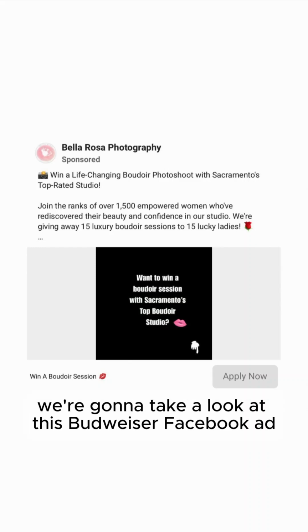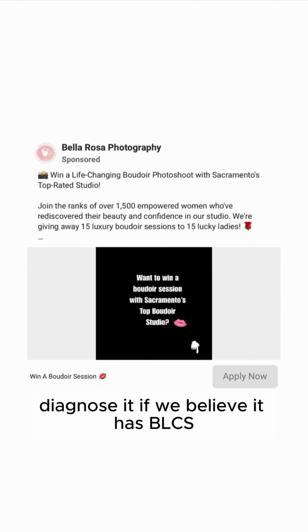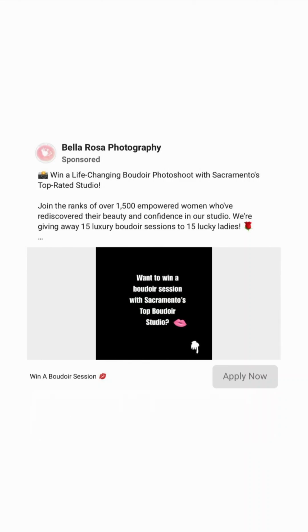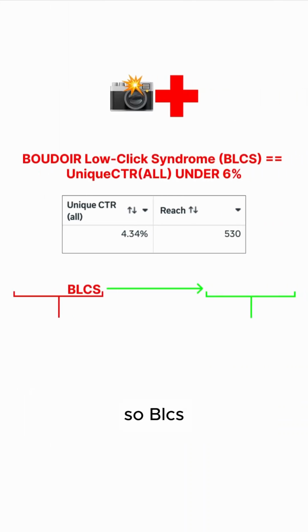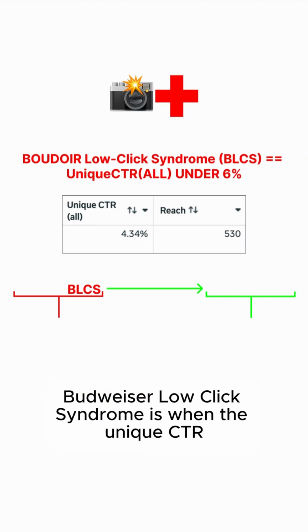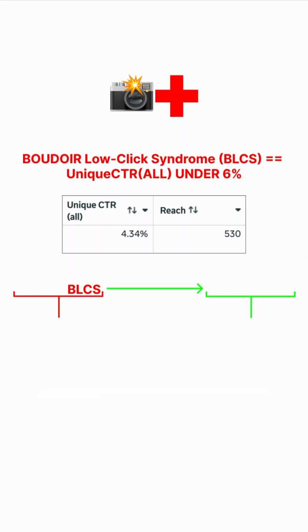All right, y'all, we're going to take a look at this Boudoir Facebook ad and diagnose whether we believe it has BLCS, aka Boudoir low click syndrome. BLCS is when the unique CTR on our Boudoir Facebook ad is under 6%.